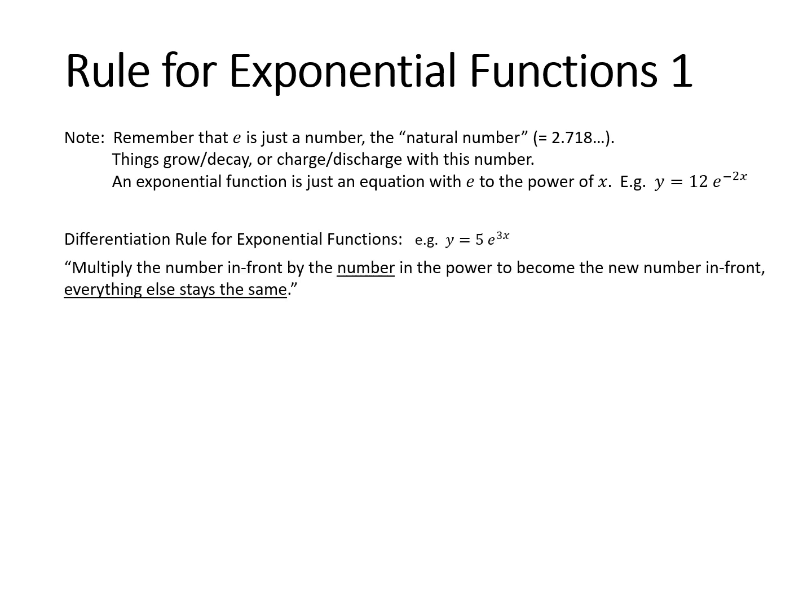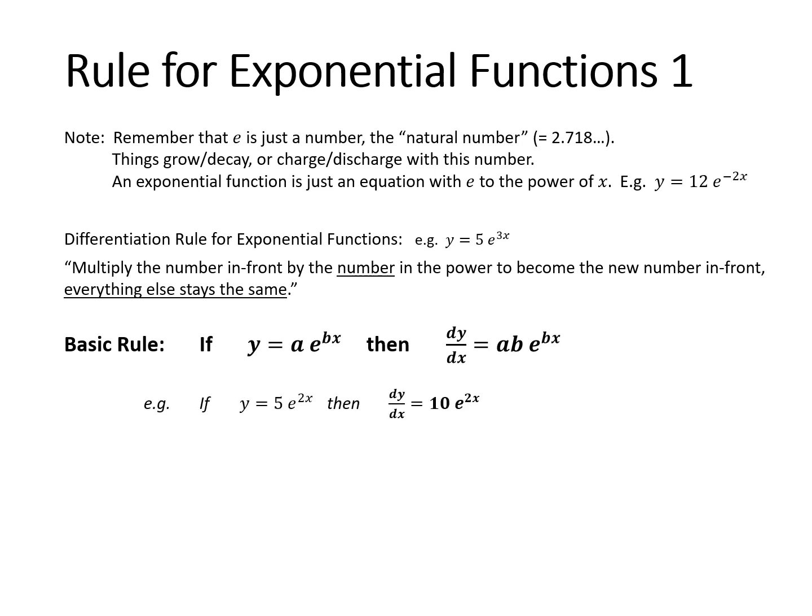So, what's the rule? The rule is we multiply the number in front by the number in the power to become the new number in front, but everything else stays the same. So in actual fact, exponential functions are quite an easy one to do. So if the rule is y equals a e to the bx, then all you've got to do is change the number in front. The e to the bx bit stays exactly the same and just becomes ab at the front instead of just a.